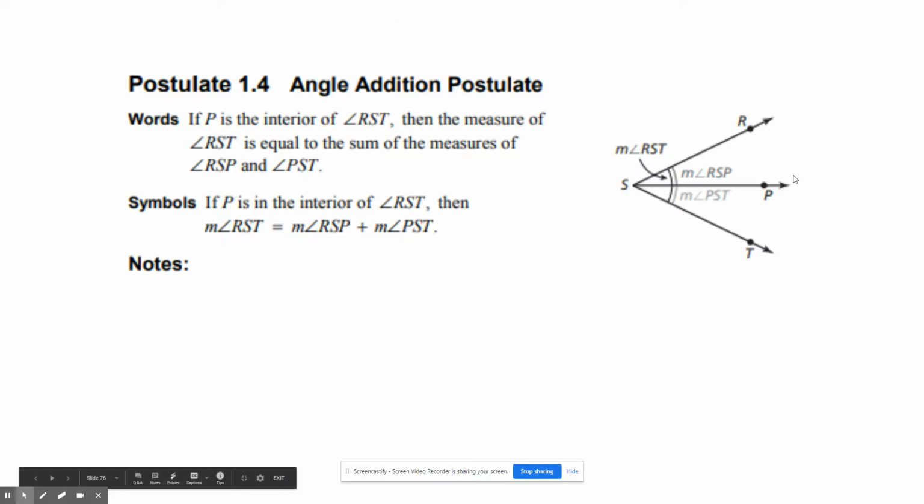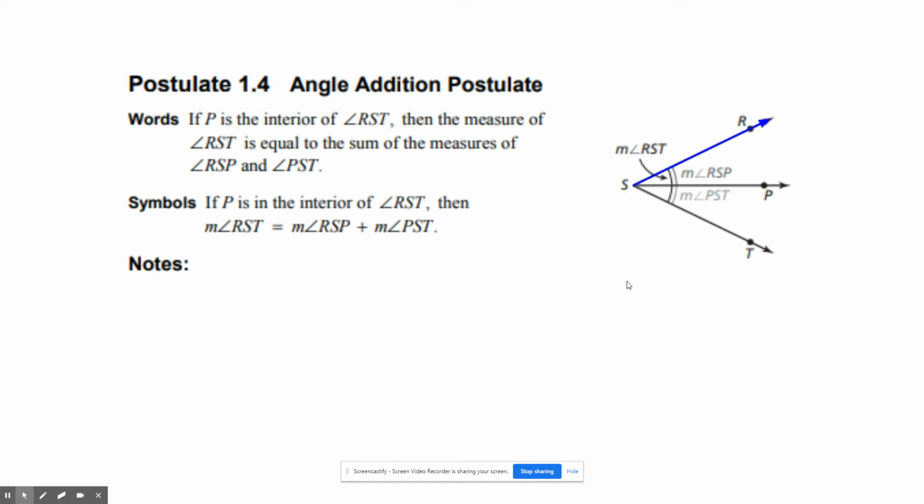So in this video, we are going to be doing some extra practice in lesson 1.5. And the following problems that we're going to do have to do with the angle addition postulate. And remember, all this postulate tells us is that if you have an angle and there is a ray that cuts through that angle, that the part plus the part equals the whole. The two smaller angles add up to equal the larger angle.